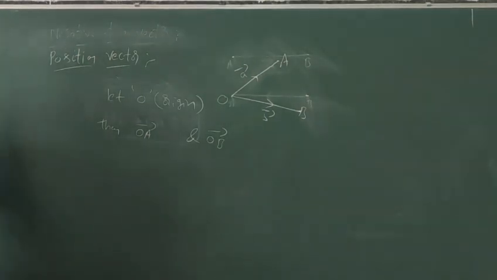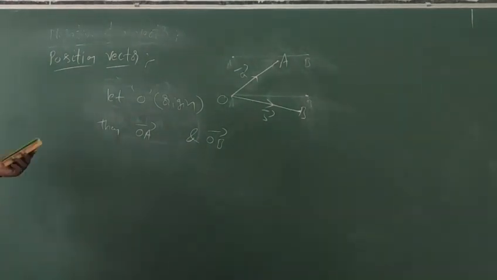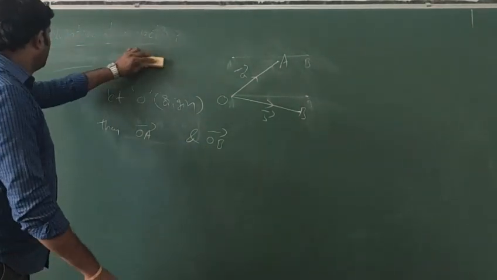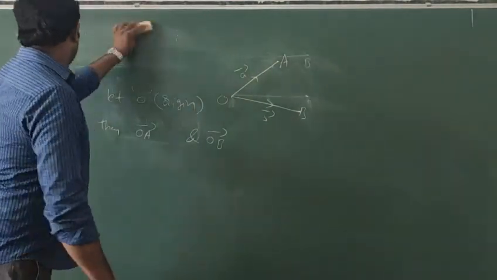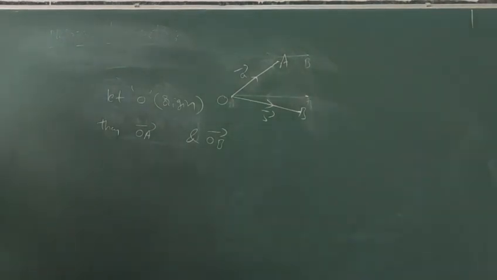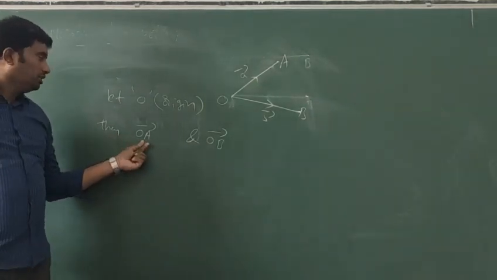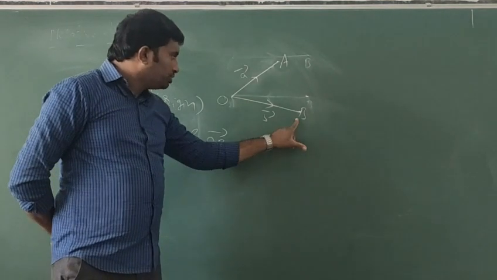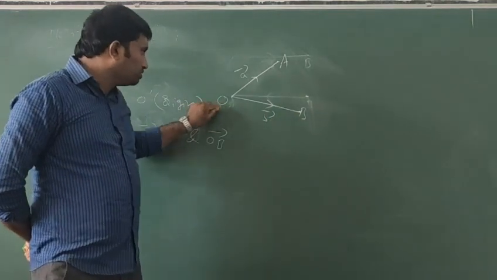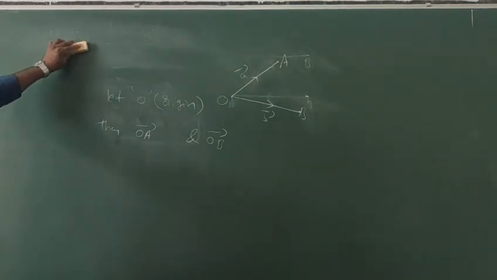Like that we can continue. Next, OC bar is the position vector of the point C, and OD bar is the position vector of the point D. We can define position vectors like that. Let O, the origin, be the fixed point, and A be any point in the space. Then the vector OA bar is the position vector of the given point A with respect to O, and OB bar is the position vector of the point B with respect to the fixed point O. That is the definition of position vector.